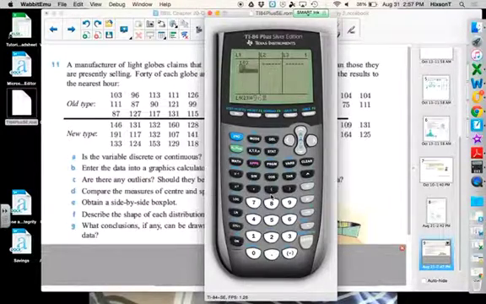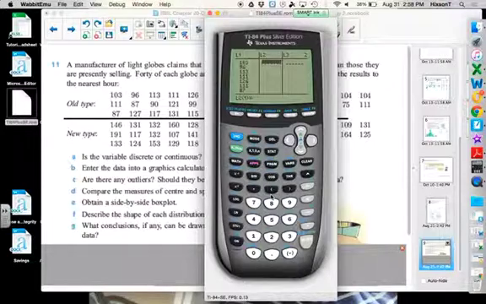103, 96, 113, 111, and 126, 111, 87, 90, 121, 99, 87, 127, 117, 131, and 115, okay? So we've got all of those. That's all the old type of this light bulb that they're testing, or at least the ones we're going to look at.